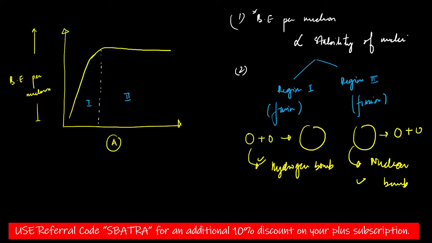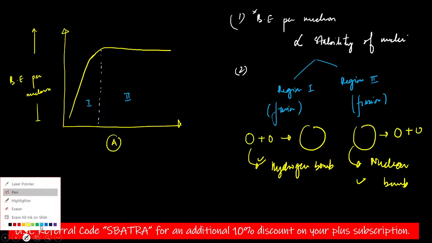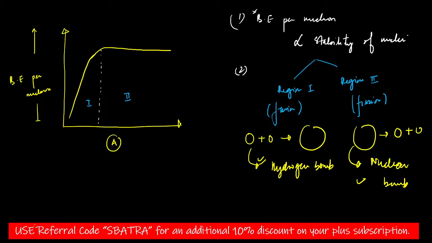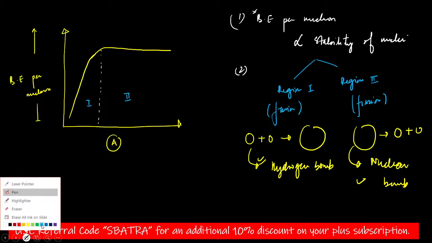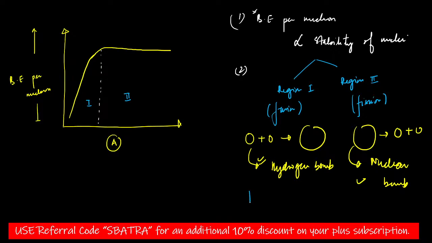Now if I want to compare the energy released from fission and fusion, what can I say? The energy of fusion is greater than the energy of fission. That means the energy released by a hydrogen bomb would be greater than the energy released by fission. So these are some points for this particular curve.